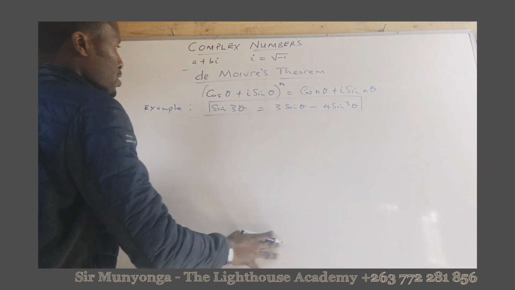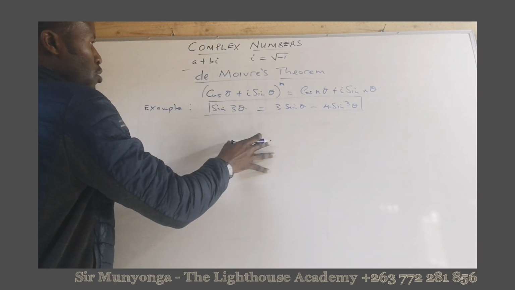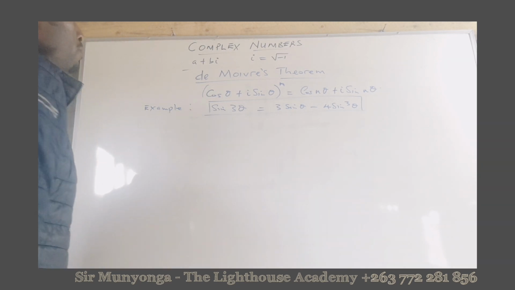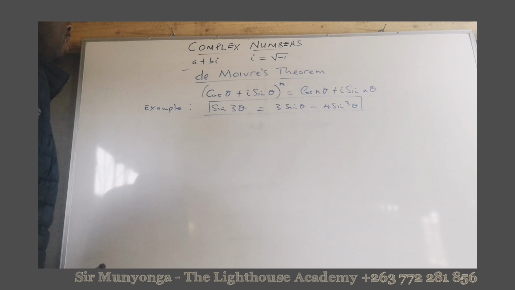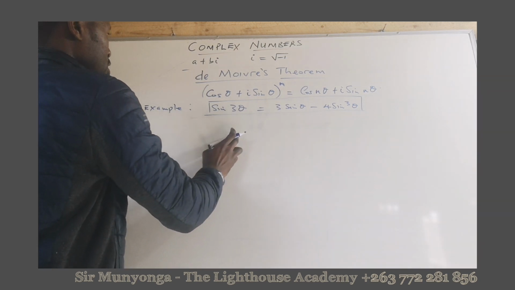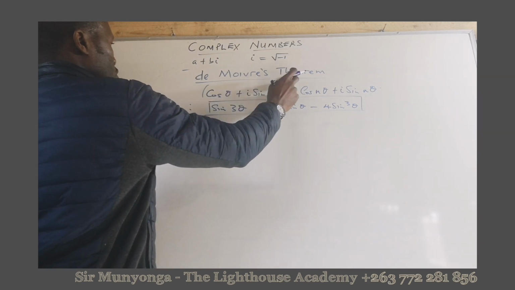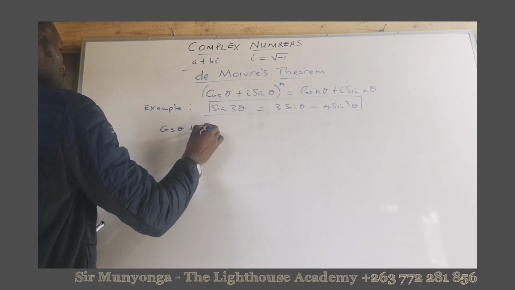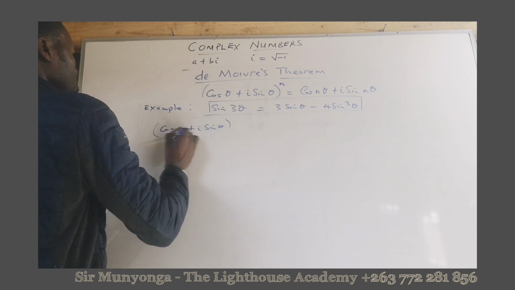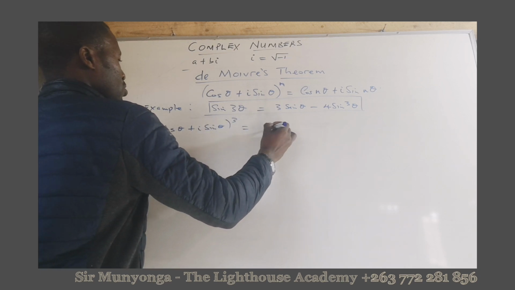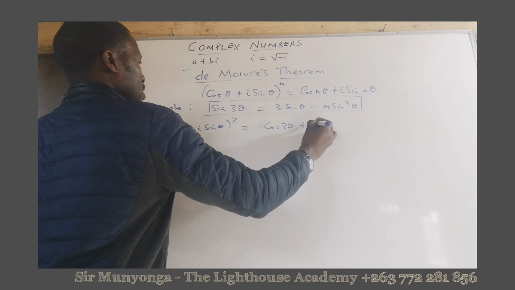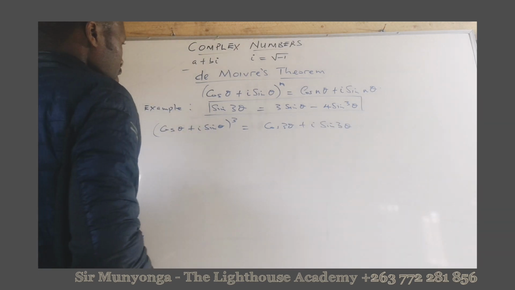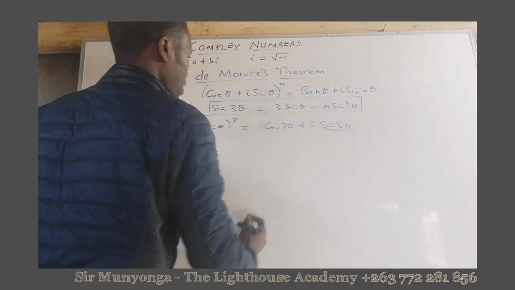Prior to De Moivre's theorem, you can make use of compound angle identities to prove this. But we want to make use of De Moivre's theorem. How do we go about it? Now, for us to get sine 3 theta, it means we take De Moivre's theorem raised to the power 3. So this is (cos theta + i sine theta) to the power 3 equal to cos 3 theta + i sine 3 theta. So that's where we now have the sine 3 theta.